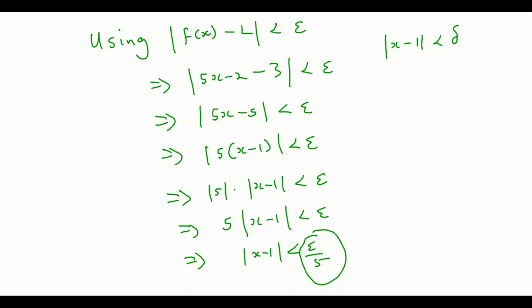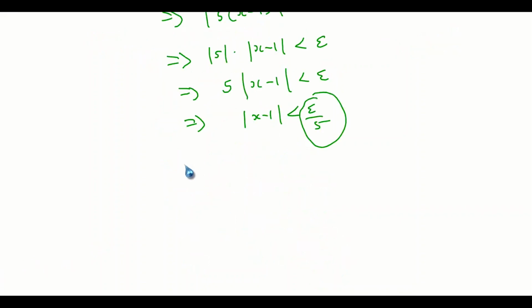So we can choose delta to be equal to epsilon over 5. Once you have this one, you are done, for some lecturers. But some lecturers want to see you test this delta, so they want to see the final statement. That will take us to the same place we started from.